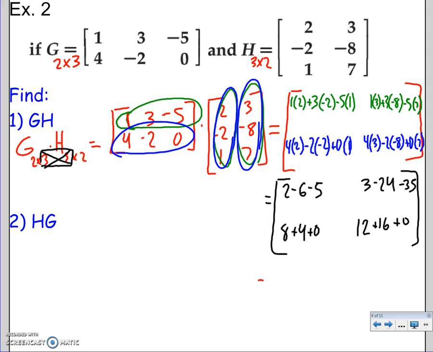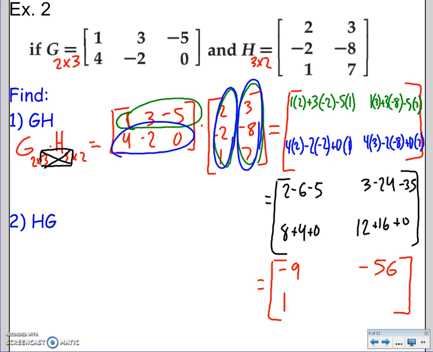So my final answer for this would be 2 minus 6 is negative 4, minus 5 is negative 9, 3 minus 24 is negative 21, negative 21 minus 35 is negative 56, 8 plus 4 is 12, 12 plus 16 is 28. That's my answer. Alright, so I know G times H. I'm going to go over here. G times H, the answer is negative 9, negative 56, 12, 28. So we're going to keep that in mind.